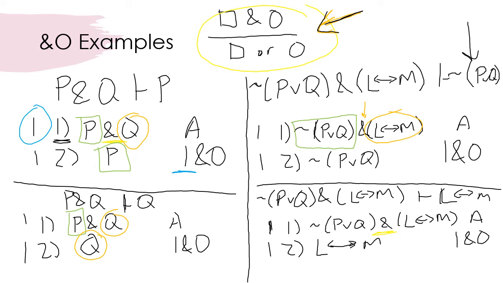Same thing as before up here, except instead of doing square and circle, therefore square, I'm just doing square and circle and then deriving the circle. So again, same rule up here. So those are the most basic versions of the ampersand out rule. Let's do the ampersand in rule.